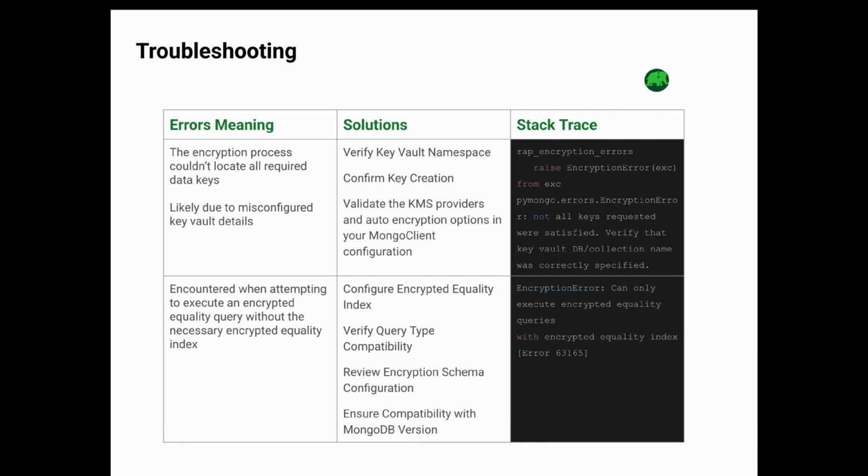Here are the common solutions. Make sure you verify the key vault namespace, confirm key creation, and validate the KMS providers and auto encryption options in your Mongo client configuration. And also the second error, which is encountered when attempting to execute an encrypted equality query without the necessary encrypted equality index. Here are some common solutions. Configure the encrypted equality index, verify query type compatibility, review the encryption schema configuration, and ensure compatibility with your MongoDB version.